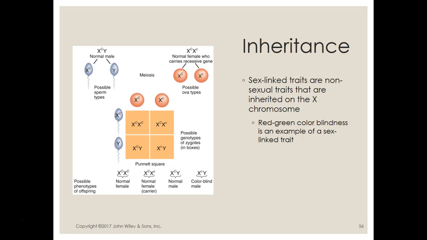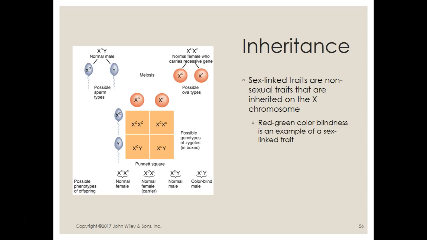So for normal vision, designated as uppercase C, you're going to have normal vision. But the uppercase C, lowercase c, remember that's heterozygous. The dominant copy and the recessive copy of these genes are only located on the X chromosome. So the ability to see colors is only on the X chromosome.